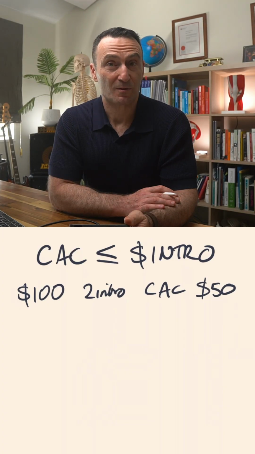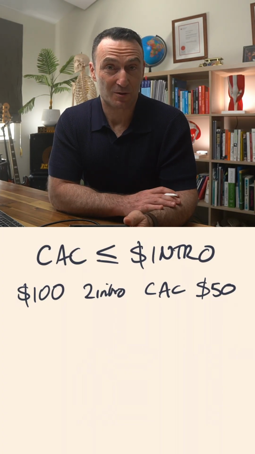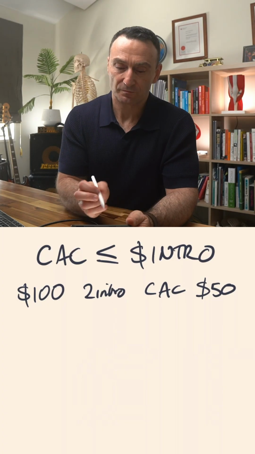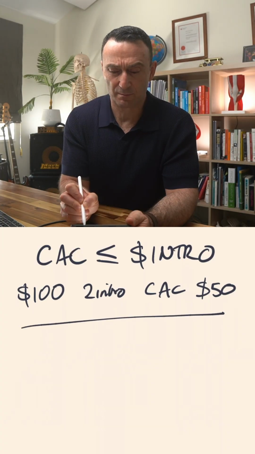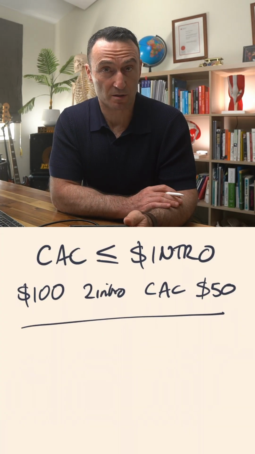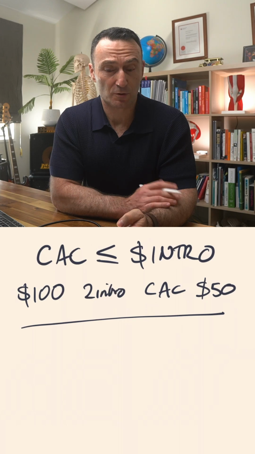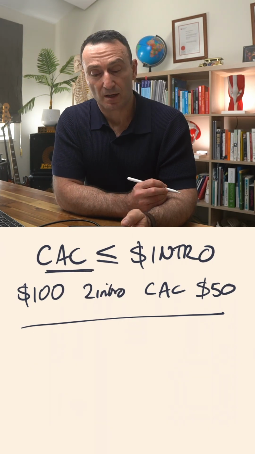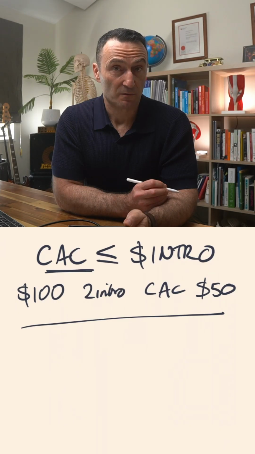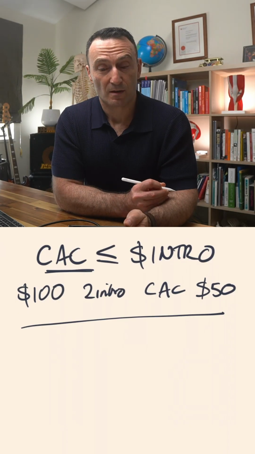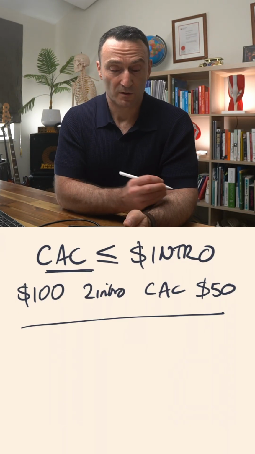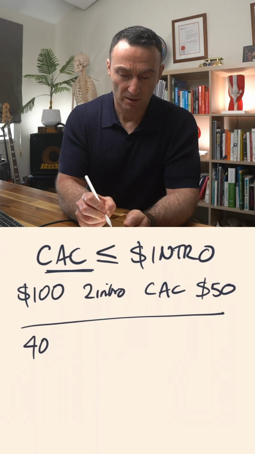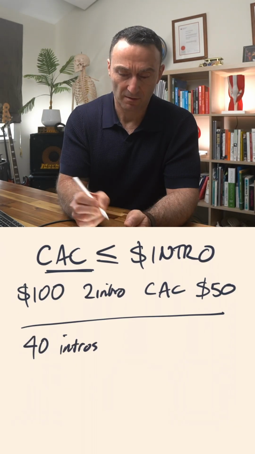Now on to the big question of how much should you spend each month on ads? Well, that comes back to how many customers do you want to buy? Because your CAC is literally what it costs you to buy one customer. Now, the best, most successful studios that I've worked with sell 40 intro offers a month. So 40 intros in a month.